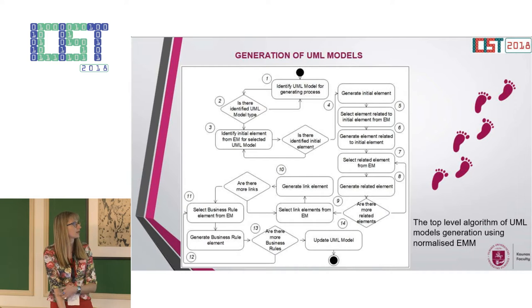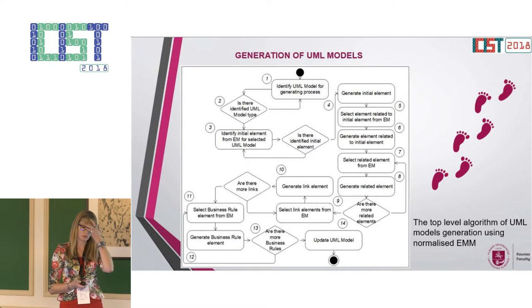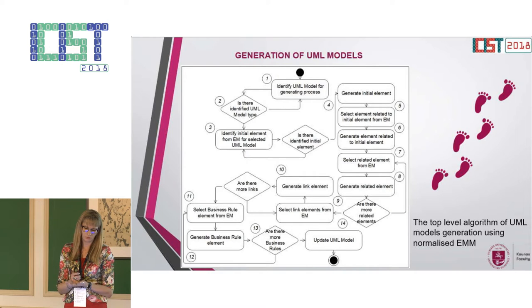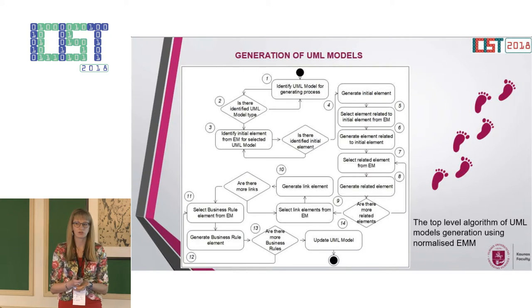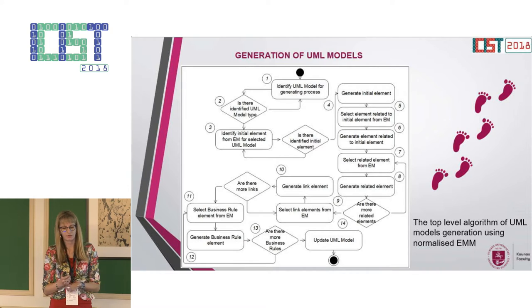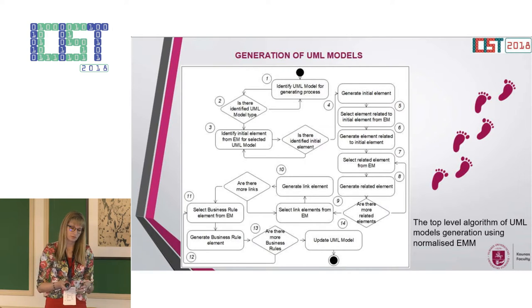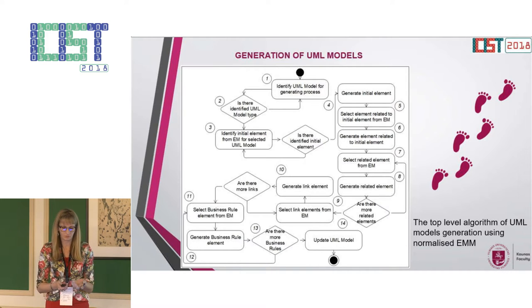So the main idea is that we are generating UML models from the enterprise model. So we already have all the information, but we have to generate each element. This is the top level transformation algorithm for this purpose. We identify the UML model which we want to generate. Then we select and identify the initial element. Then we generate it. After that, we search for the element which is connected with that. Then we generate links. And the last part is the business rules, which are connected to the particular model which we selected in the beginning for the generation part.